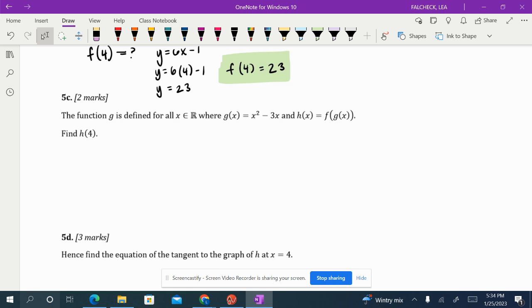All right, 5c. The function g is defined for all x as an element of all real numbers where g of x is equal to x squared minus 3x, and h of x is equal to f of g of x. Okay, so there's a lot of notation here. They gave us an equation, which is cool.